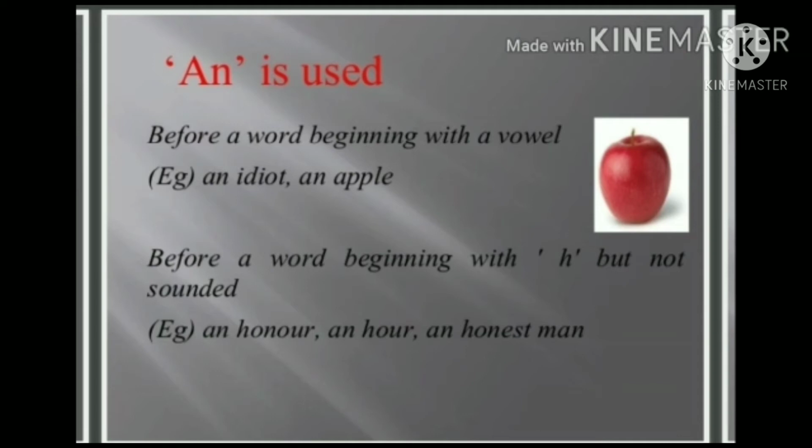Second, we can use it before a word beginning with H but not sounded. You can see here as we read out, it's not read as honor with an H sound, it's read as honor with the O sound. So you can listen to the O sound in it. And I told you wherever you hear the vowels like beginning sounds, then you can understand where you place your a or an. So here an honor, it's beginning with the O sound. An hour, an honest man. And the third place is in abbreviations, if the consonant begins with the vowel sound. Example, an MA, an MP.